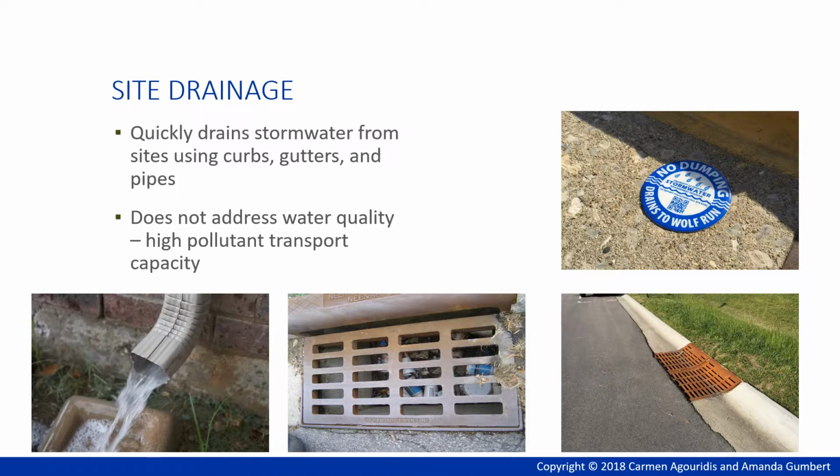Another reason urban areas are so impacting to streams is the speed at which our storm sewer system moves water. Storm sewers are a series of gutters, curb inlets, pipes, and the like, which are designed to quickly route stormwater to receiving streams. Storm sewer systems do not address water quality, except in rare instances, and as such they quickly transport pollutants to the water as well.